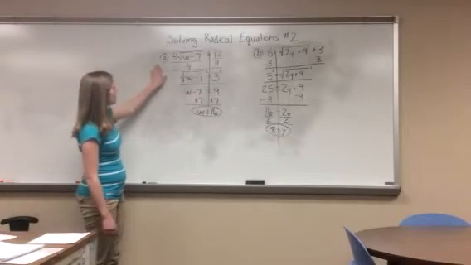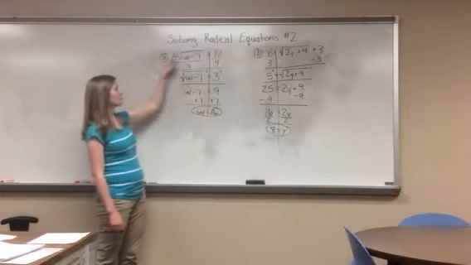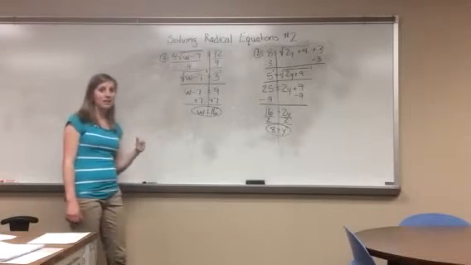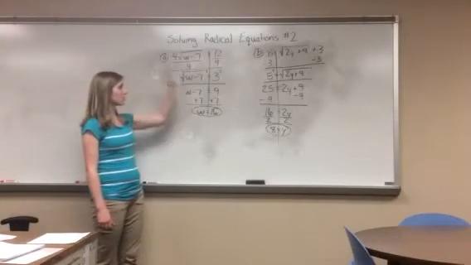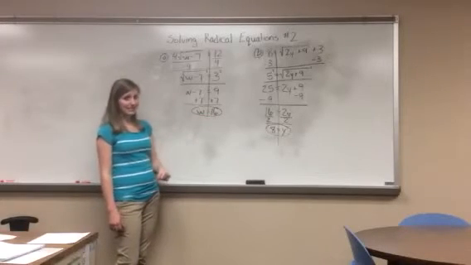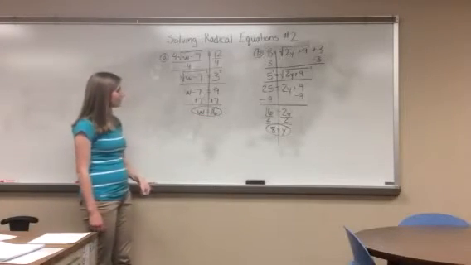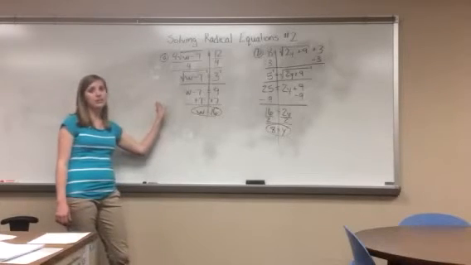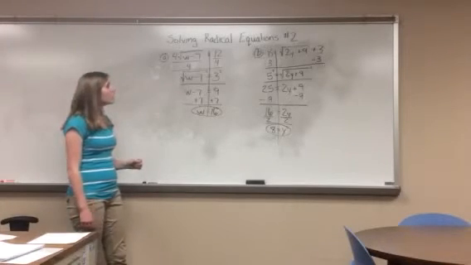Okay, so the answer for problem A, remember you need to get rid of the number that's outside of the radical first, and then square both sides, and then you can add the 7. You should get that w equals 16 for your answer. If not, pause, take a look at my work, and check your work with mine.